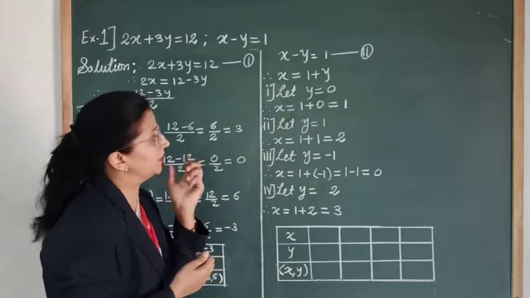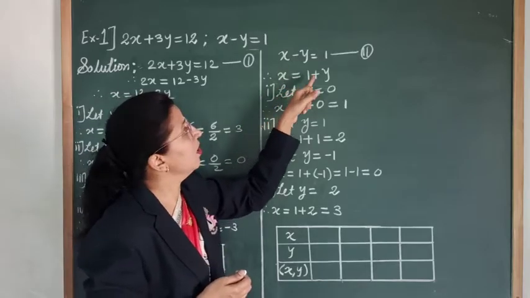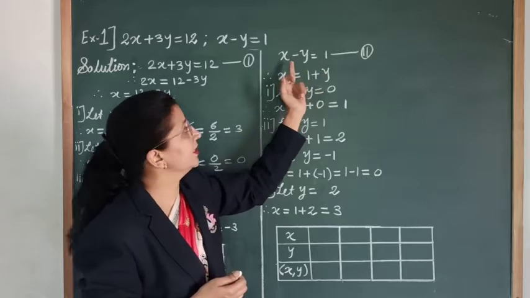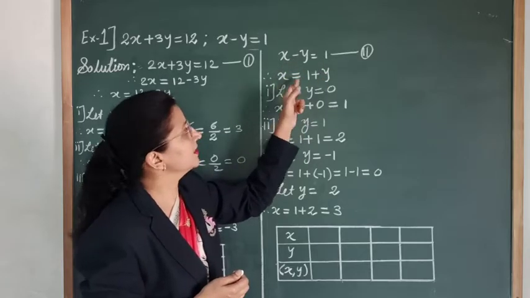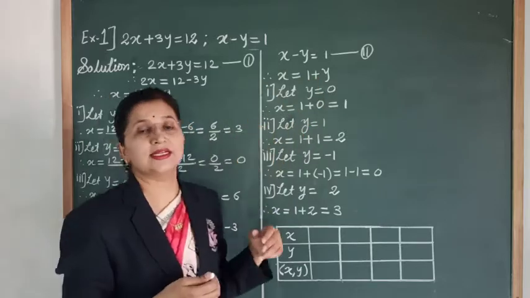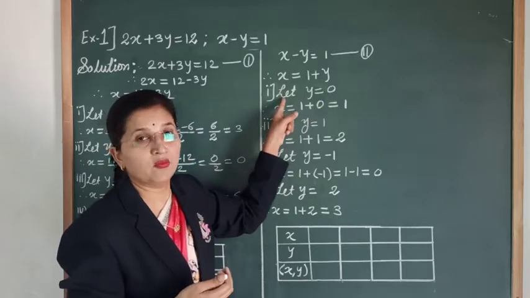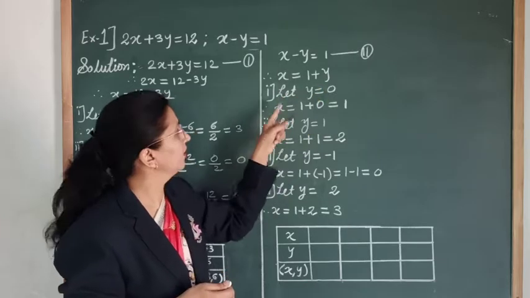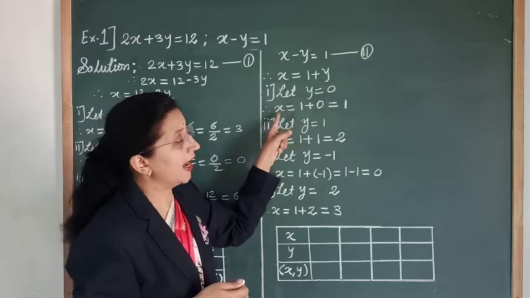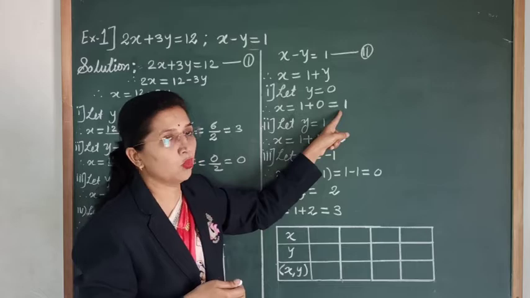Anyone can do that. So here I converted the equation in the form of x is equal to 1. This negative y is there, so it will be plus 1. So x is equal to 1 plus y. Okay, this is our equation. Now let's consider the values for y. Okay, so let's take the value of y as 0. So x is equal to 1 plus 0, that is 1.